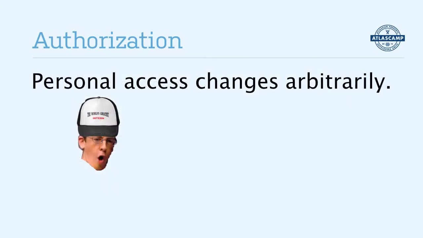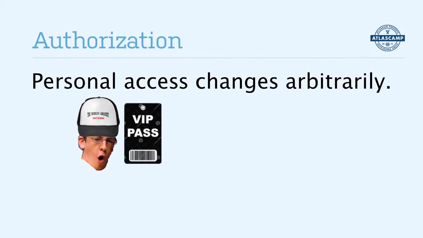Third, personal access can change arbitrarily. This is actually a really tricky problem and a big subject for the Connect security model. So let's say you've got this one particular intern here, and for some reason, the administrator's decided that he's going to give more access to McLovin than to the other interns.